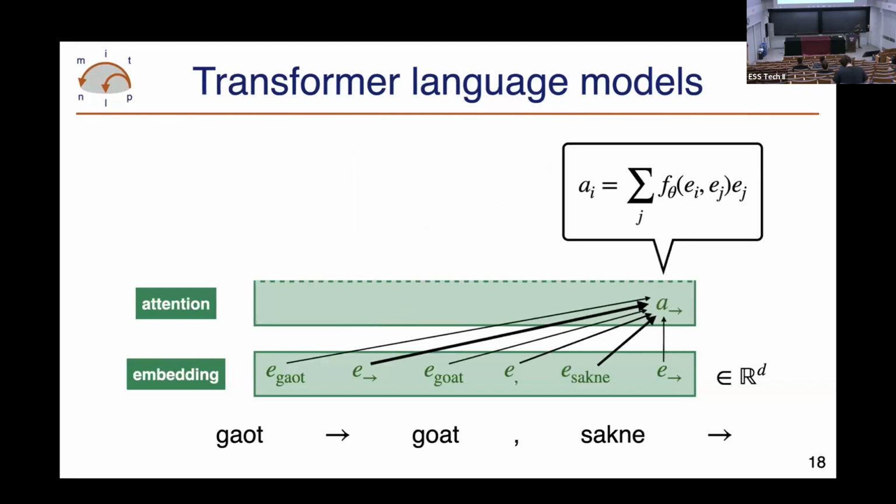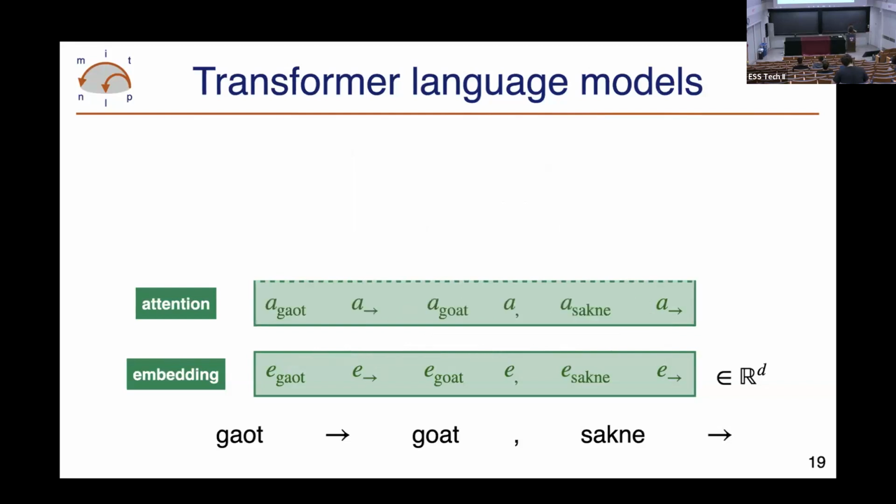So we're going to compute a representation of goat in this way, and goat gets to look at all three tokens to the left. We're going to compute a representation of, for example, this last arrow character, and that last arrow character gets to look at the entire sentence that we've seen so far. And so we're going to get, as a result of this entire process, a sequence of now these attention vectors that are derived from our original input embeddings.